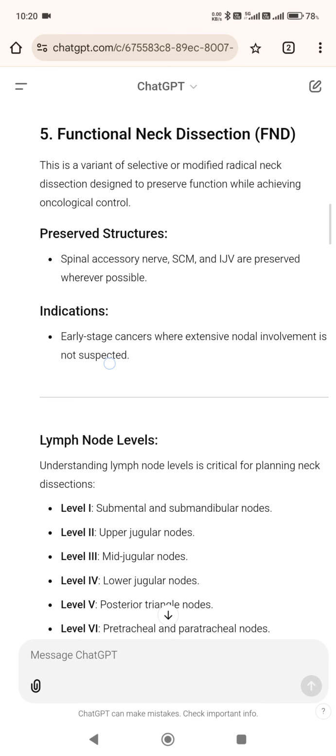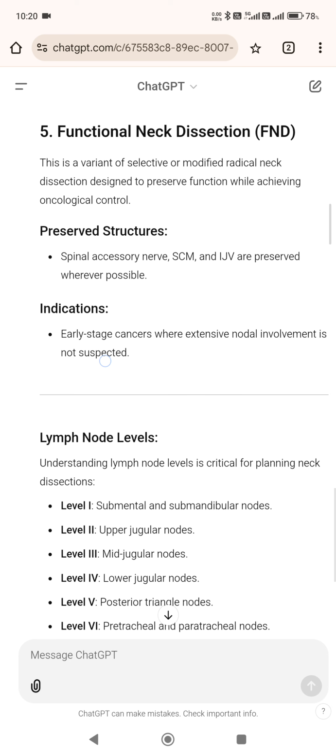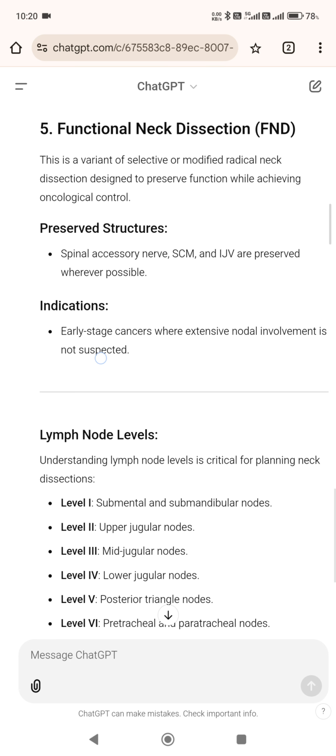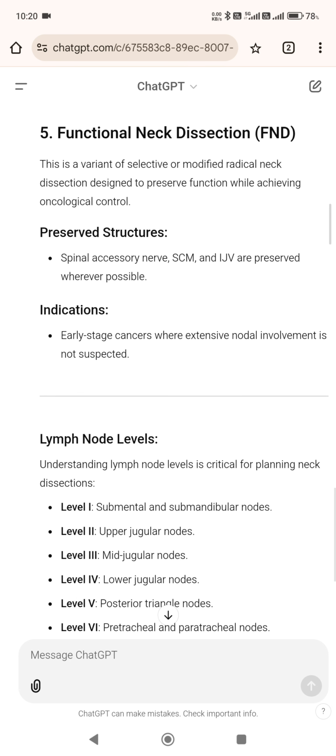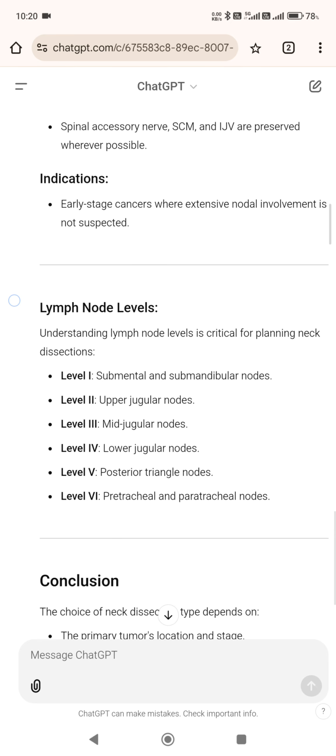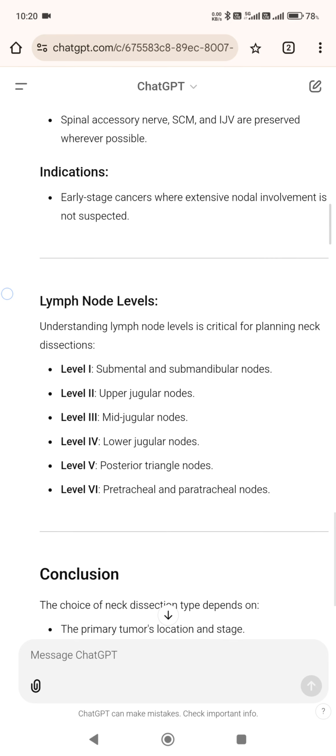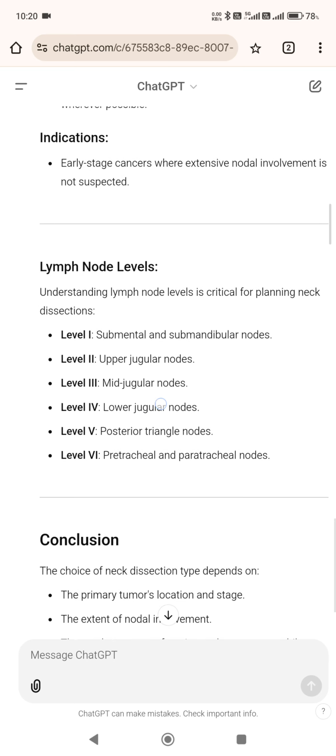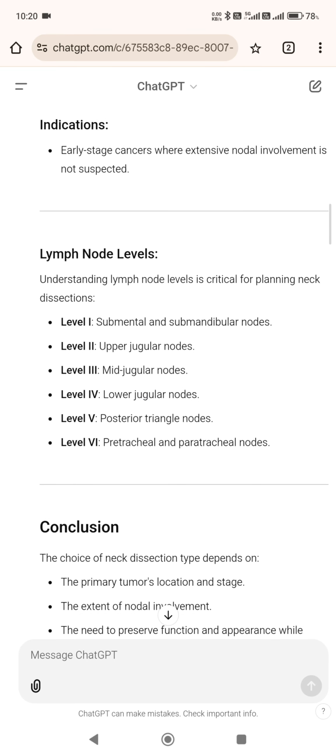5. Functional neck dissection, FND. This is a variant of selective or modified radical neck dissection designed to preserve function while achieving oncological control. Preserved structures: spinal accessory nerve, SCM, and IJV are preserved wherever possible. Indications: early-stage cancers where extensive nodal involvement is not suspected.